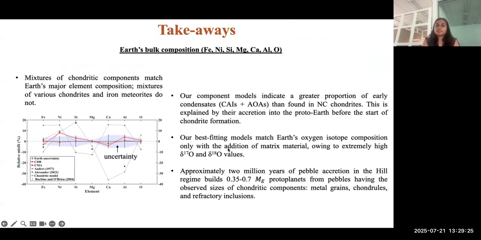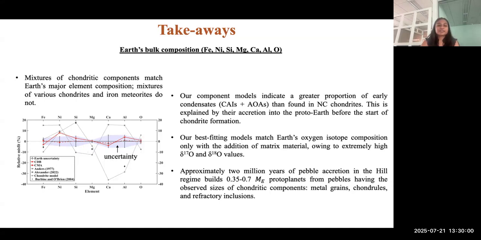So the major takeaway from this part of my study is that a mixture of chondritic components matches Earth's major element composition way better than chondrites. At least it matches within the uncertainty for Earth. This plot shows a comparison between my studies and other studies. CTB and CMA, which are those red curves, outperform all the other models. Actually, exploring whether Earth can be formed from chondritic components goes way back to 1977.